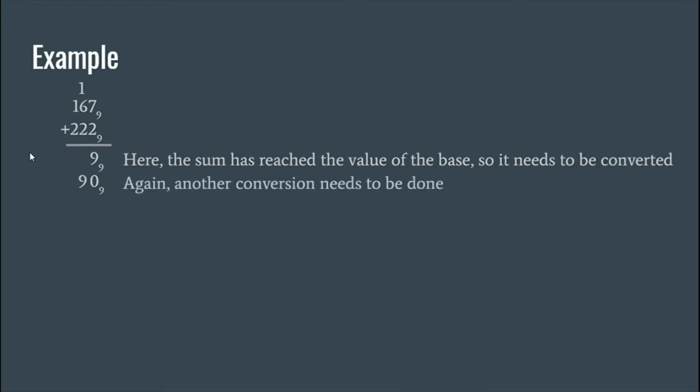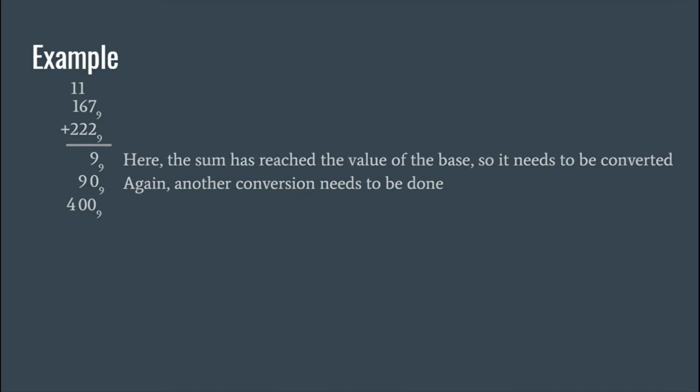So same thing again, we need to convert that. I'm going to drop down to the next line here. This 0, we're not doing anything with it, so that drops down. This 9 is going to convert again into a 1, 0. So the 0 drops down, and then we carry the 1 again to the next column. And then in this column we just add, same thing that we did earlier. So 2 plus 1 plus 1 is 4.